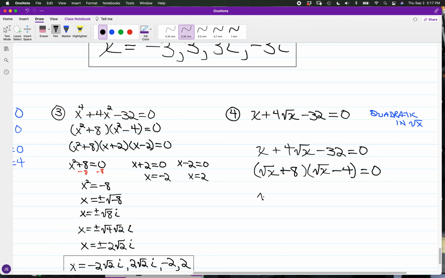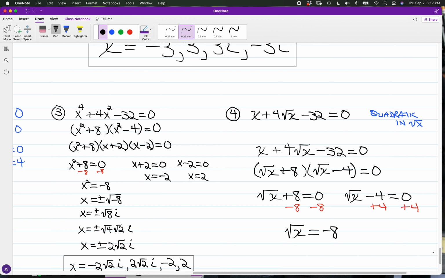We have with these factors both of these as radical equation setups. So if I set the square root of x plus 8 equal to 0, as well as the square root of x minus 4 equal to 0, I isolate each of the square root terms by subtracting 8 from the first setup and adding 4 on both sides in the second. So for the square root of x plus 8 equal to 0, the square root of x is equal to negative 8.